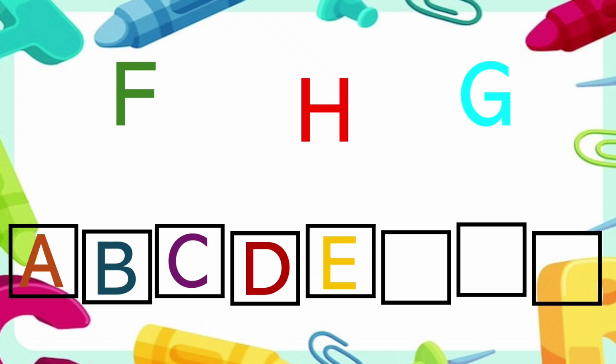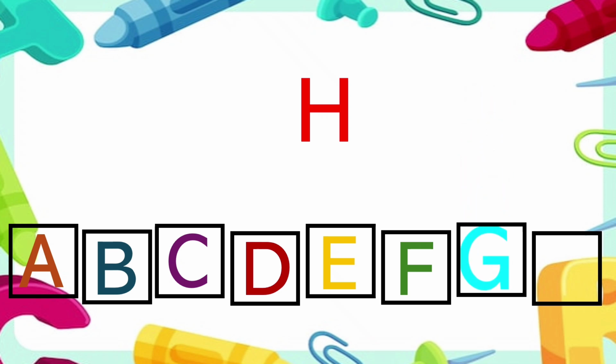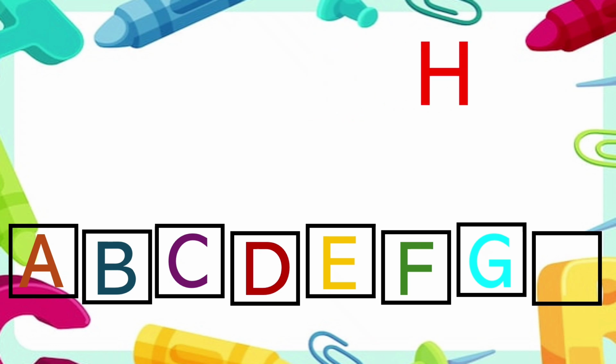Now 3 letters are remaining. The next will be, of course, F. Which letter will come after F? Superb, you are right. It's G. Now only 1 letter is remaining. Yes, of course, H. You arranged all the letters.